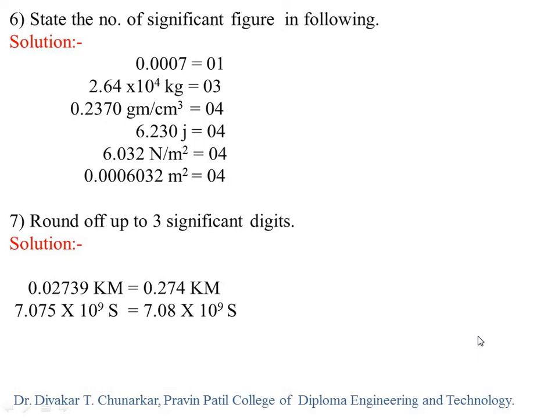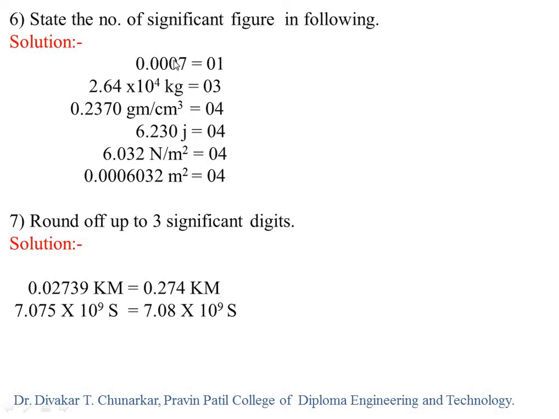The next problem: state the number of significant figures in the following. We are given 0.0007. So here is one significant figure. 2.64 into 10 to the power 4 kg. Here are three significant figures. 0.2370 gram per centimeter cube. Here are four significant figures. Then 6.230 J. Here are four significant figures, and 6.032 Newton per meter square. Here are four significant figures, and 0.6032 meter square. Here are also four significant figures.